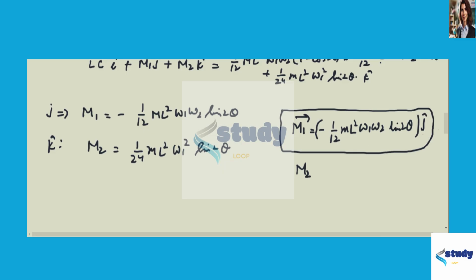Couple M2 can be written as 1 by 24 ml square omega 1 square sin of 2 theta k cap.